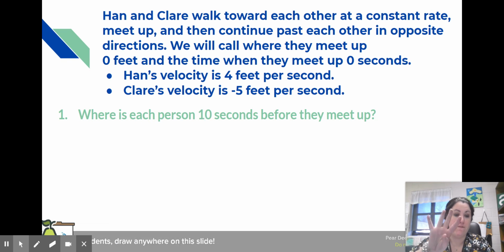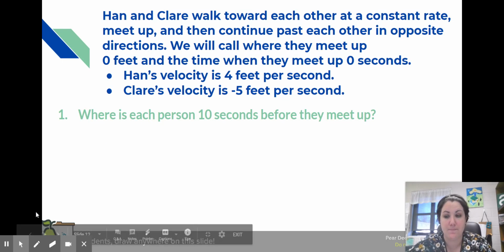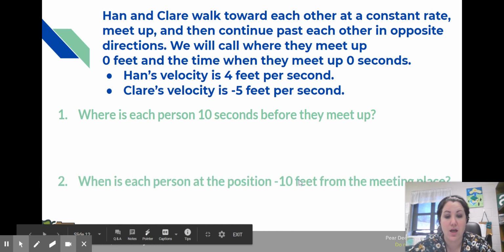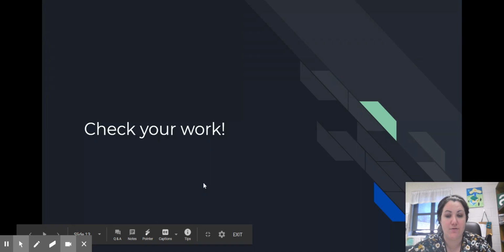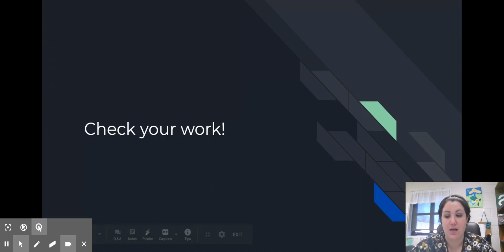Okay, so if he's moving 4 feet per second for 10 seconds, or -10 seconds, where is he? And you're going to do that with both people. And same thing here. I want to know, on the other hand, if they reach -10 feet, how long did it take for them to get there? And then you can check your work on the slides following.